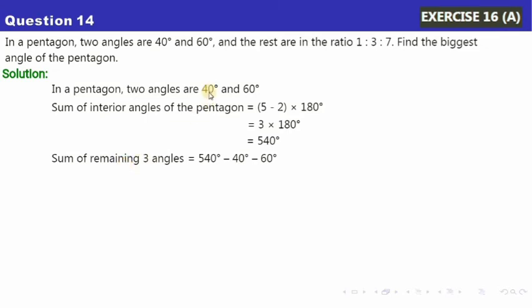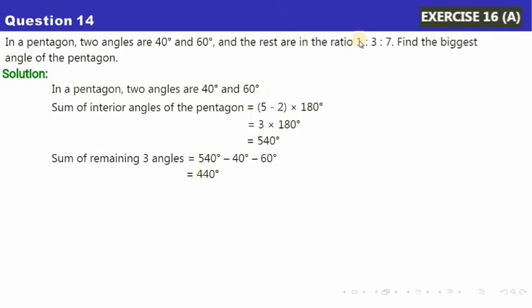See, we know 2 angles, isn't it? So the sum of the remaining, which are in the ratio 1:3:7, is given by, see, this is a total of 540. So after 540, I'm removing 40 degrees and 60 degrees. That's why I've written minus here. So you see, you get your resulting total to be 440 degrees. Now remember, this 440 degrees is the total of 3 angles, okay?